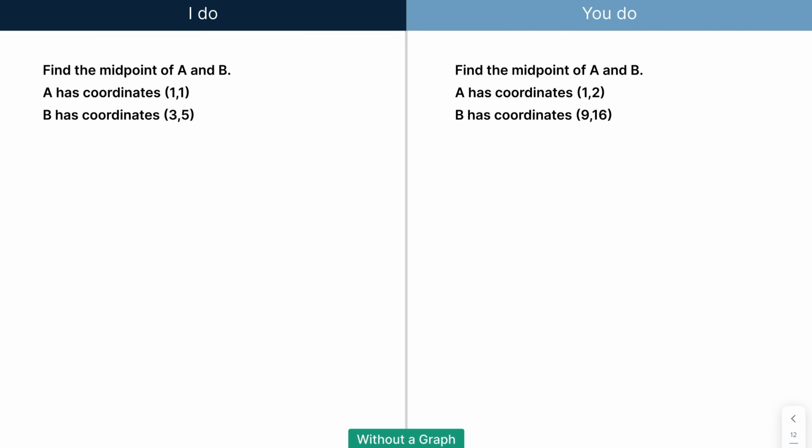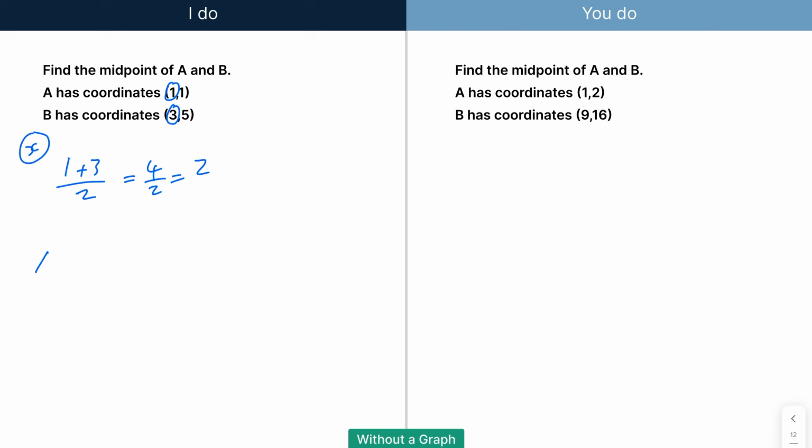And moving on, now looking at cases without a graph. So how do you solve something like this without a graph? To find the midpoint, we're going to look at the x coordinates first. The x coordinates are 1 and 3. So we can do 1 plus 3, divide that by 2. If I just write x here, we're looking at the x coordinate. That's 4 divided by 2, which is 2.